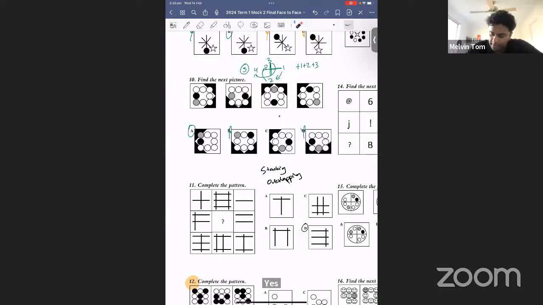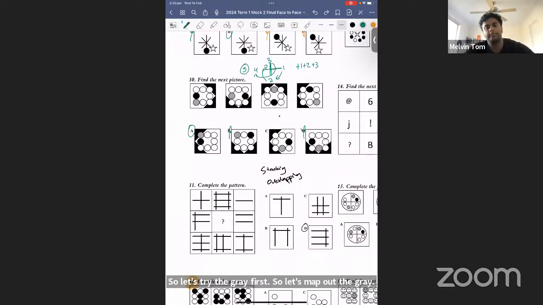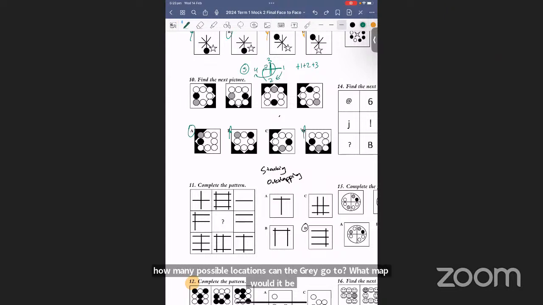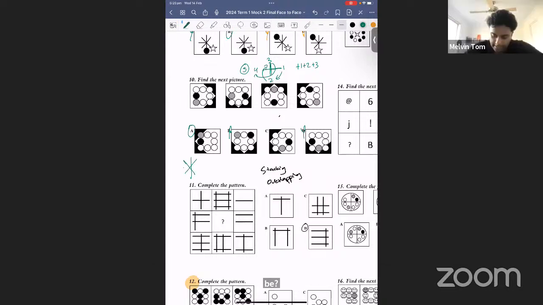Now in A or C, the gray is different and so is the black. So let's try the gray first. So let's map out the gray. Tia, how many possible locations can the gray go to? What map would it be? 8-sided map. Good girl. So it'd be 8-sided map.